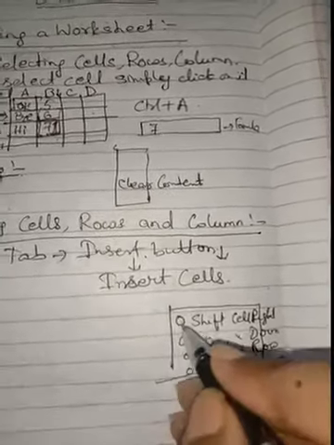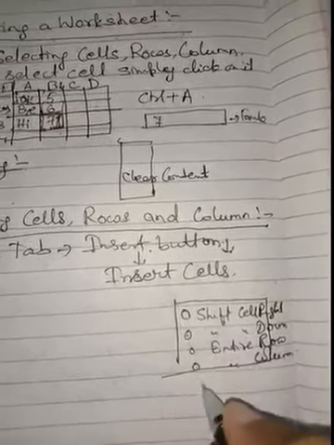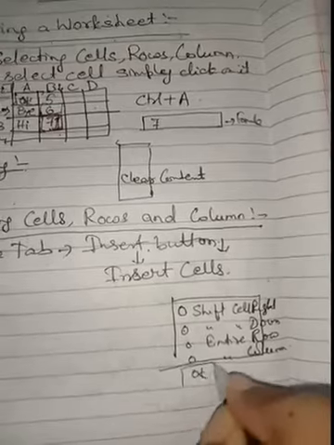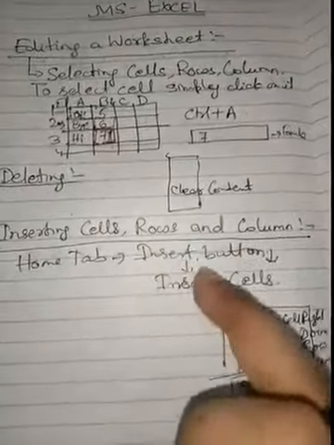You can left click on any of the options and that option will get highlighted, and then you can click on the OK button. So in a similar way you can insert cells, rows or columns.